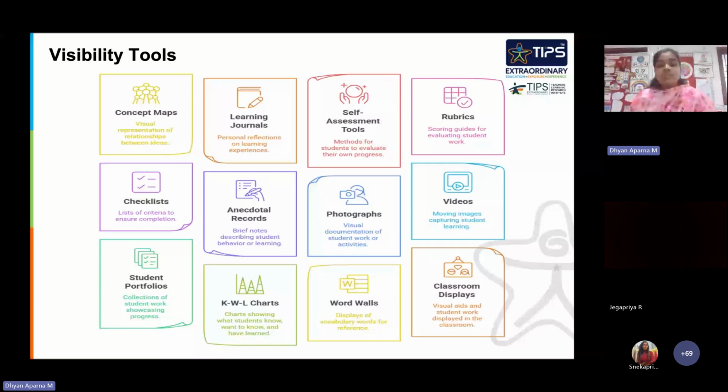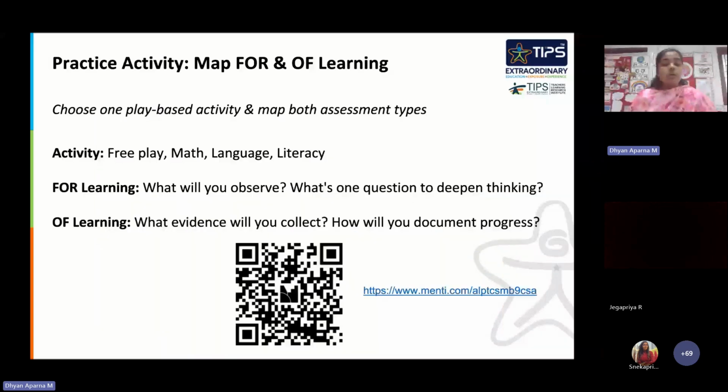And some tools like KWL charts and word walls support thinking and language development. All of these come together in student portfolios, which tell us the story of growth over time. Assessment is about choosing the right tool to make the learning visible. Now, all right. So we have spoken about what assessment for learning is and what assessment of learning is, and how both of them naturally happen in our classroom every day.